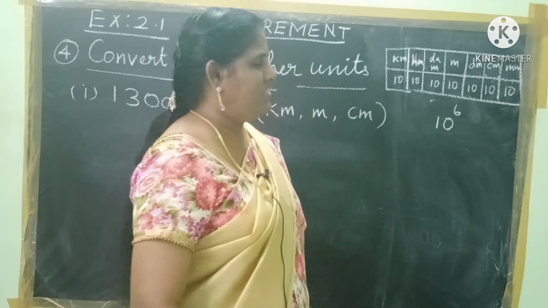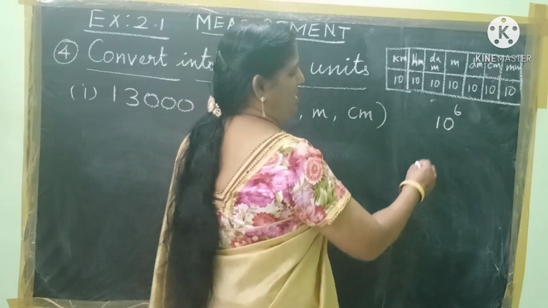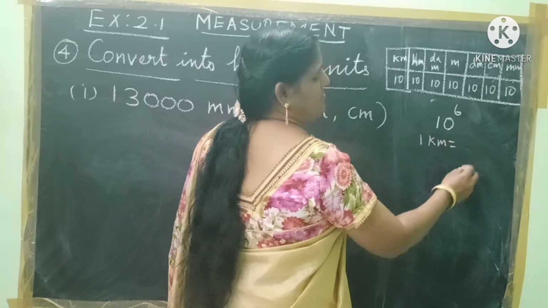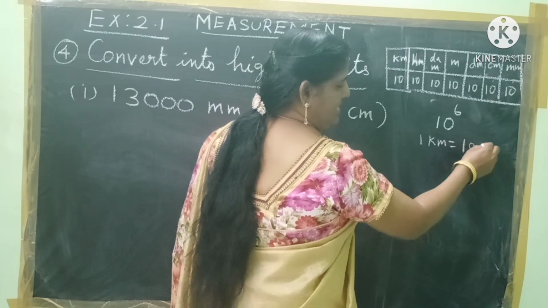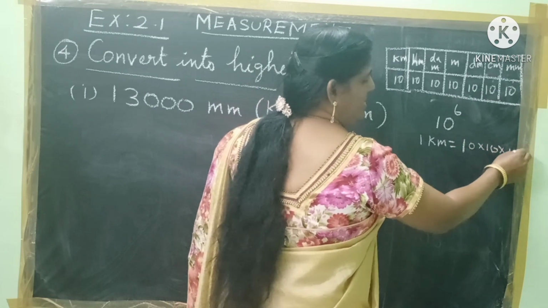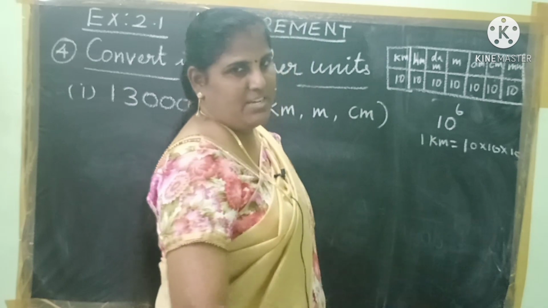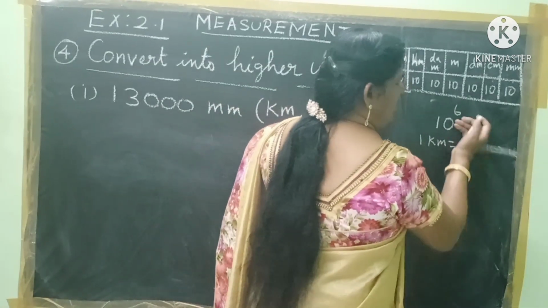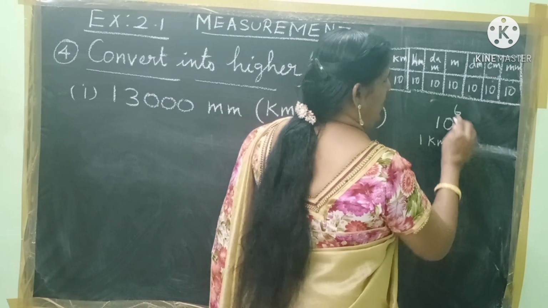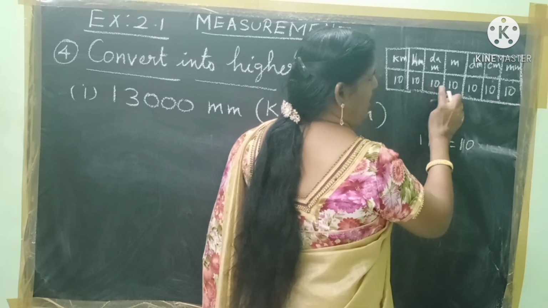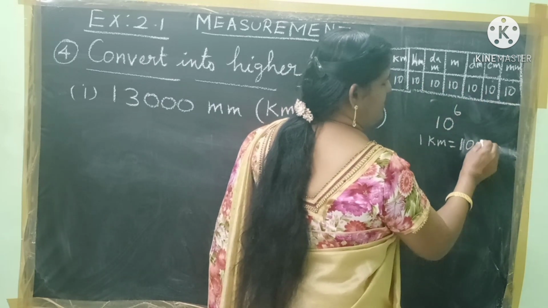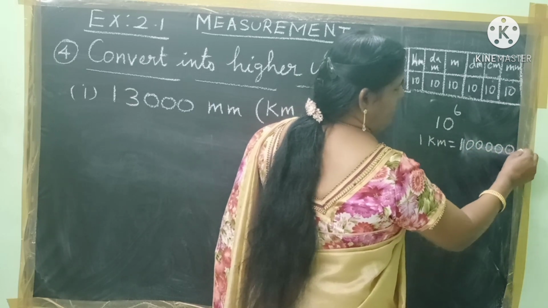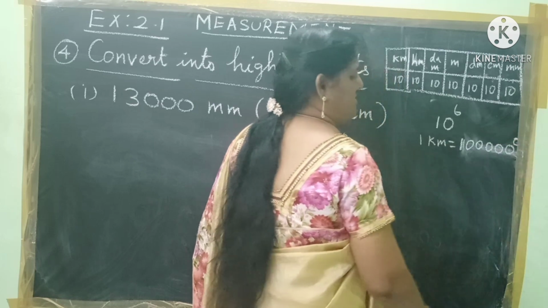10 to the power 6 is very easy only. What is it? So 1 kilometer equals 10 into 10 into 10 into 10 into 10 into 10. So we need to multiply all the 10s. If you multiply, how many tens are there? 1, 2, 3, 4, 5, 6. 6 tens. So totally 6 tens are there.